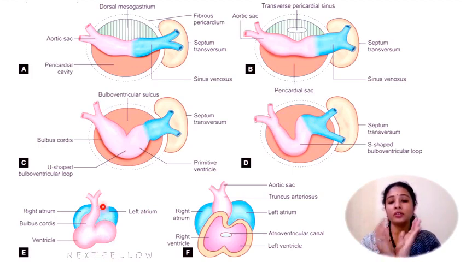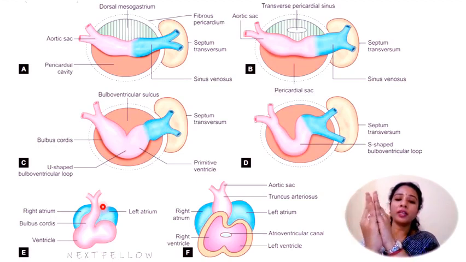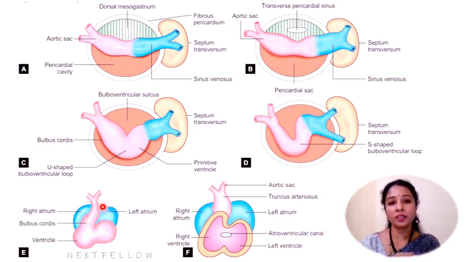Initially the tube is like this. This is the anterior end, this is the posterior end. Slowly the heart tube will approximate like this. Each end will approximate and form a complete heart tube like this.